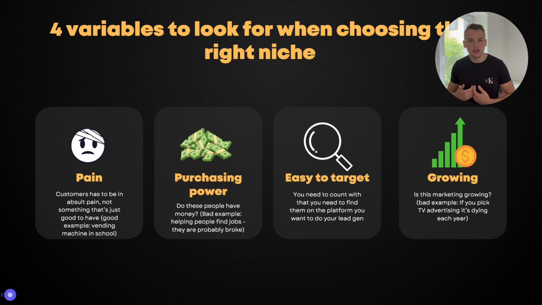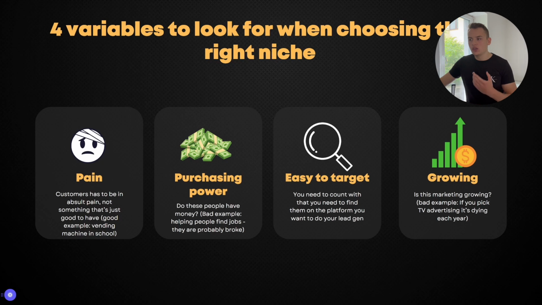So purchasing power is a really good indicator of whether the niche is good, because if the people you are targeting don't have money or it isn't worth it for them, then they probably won't buy from you, okay? So purchasing power is really important. And then, easy to target. Are the people that you want to target easy to find, okay?